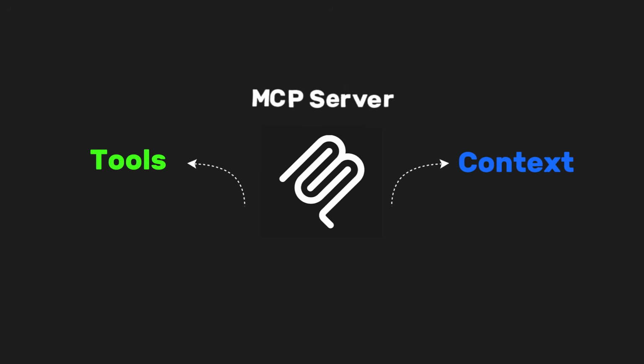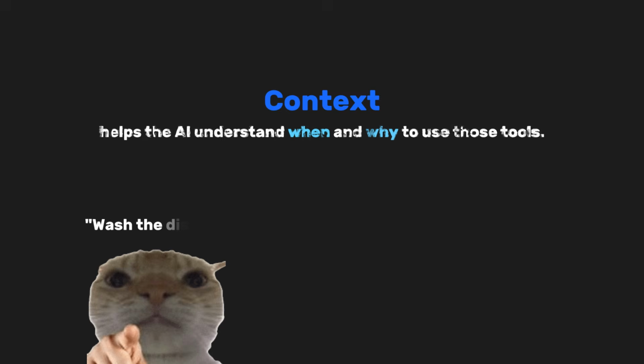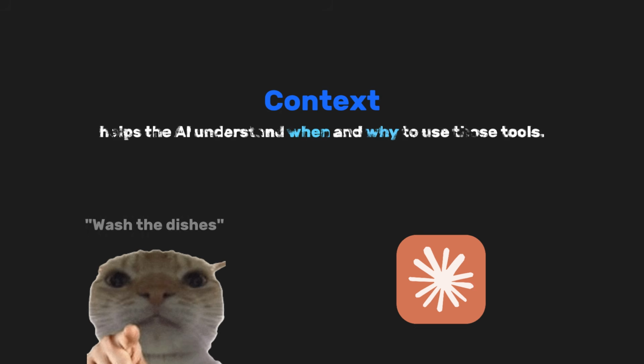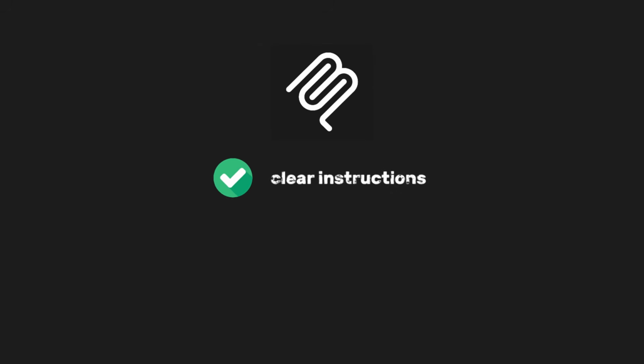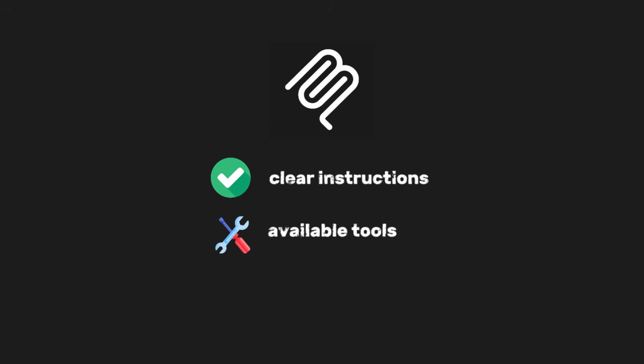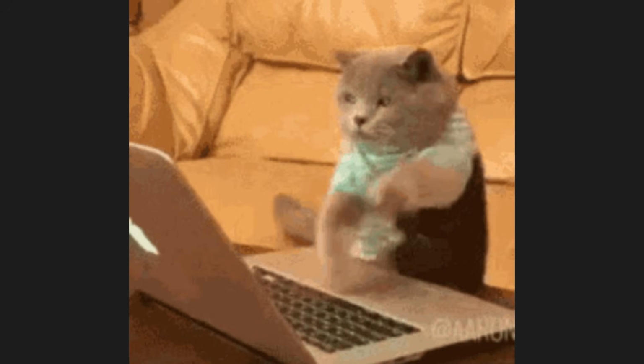Second is context. This is what helps the AI understand when and why to use those tools. Because imagine this, if I just say, wash the dishes, the AI needs to figure out, should I create a task, should I update something, or just respond? That's where structured context comes in. With MCP, we're not just sending random text, we're giving the AI clear instructions, available tools, and the current state of the app. Alright, let's actually build our MCP server.